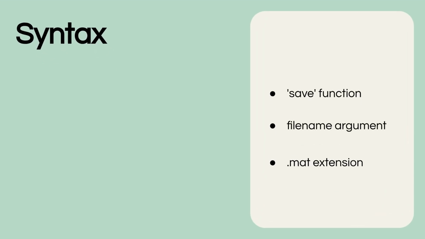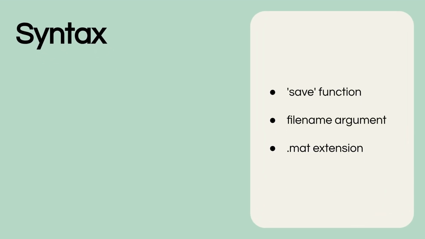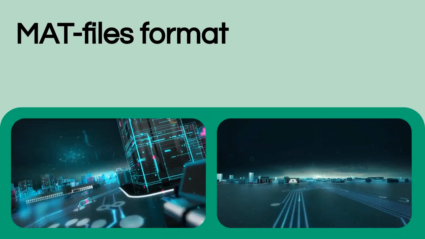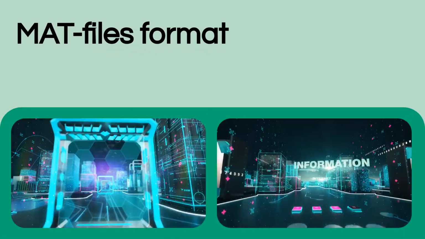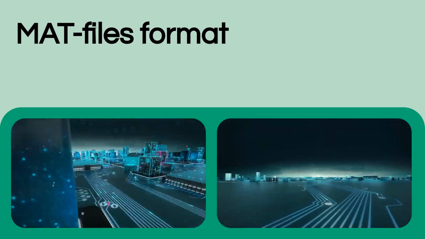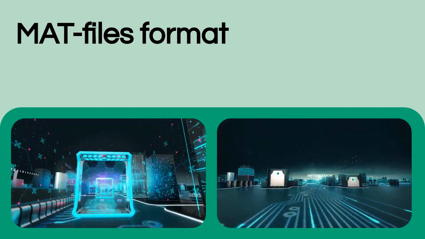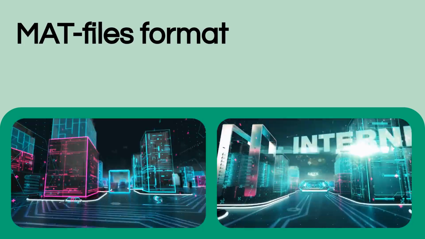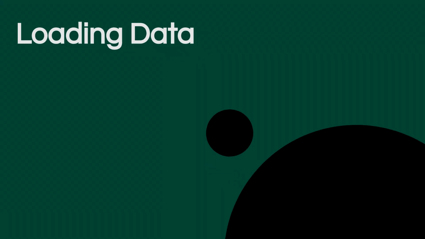The syntax is straightforward. Call save, followed by the desired file name. By default, this creates a .mat file. MAT files are MATLAB's binary format. They are highly efficient for storing and retrieving large amounts of data, preserving all the variable details you've worked so hard on. Now let's look at the reverse process: loading your saved data.